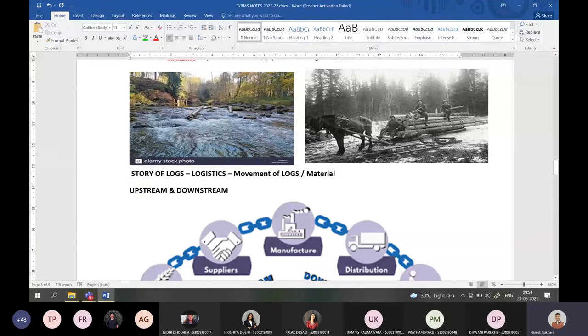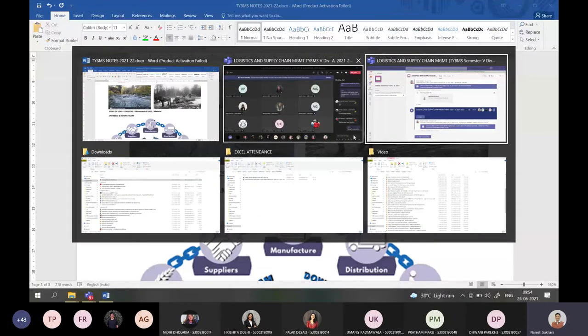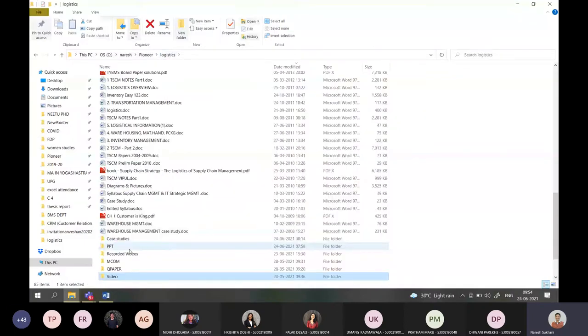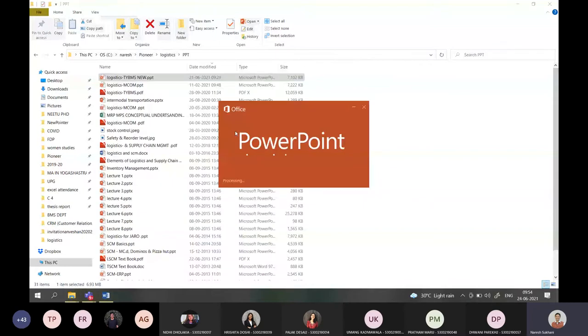So that is where you now know how the supply chain concept came in: the storage of wood, and the movement of this wood across intermediaries and traders for its usage. That is how the concept of supply chain came in. Are we clear?